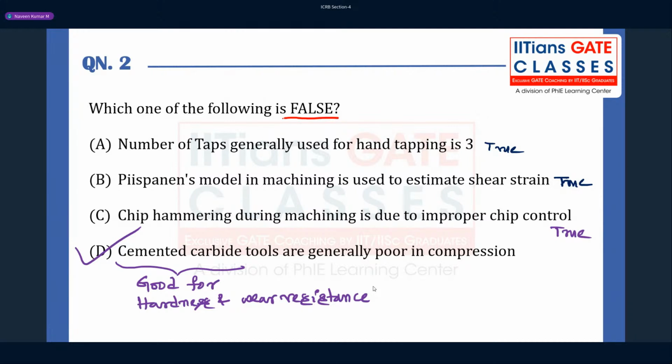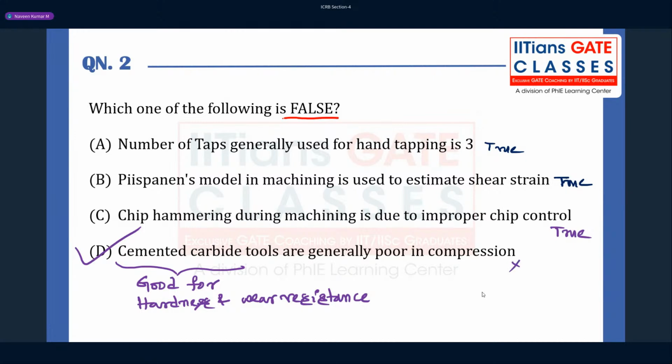If you are able to indent some material, indent means pressing, putting some edgy object and pushing it, and if it fails or a dent is easily formed, then it is not hard. If it is hard, it means there is a proper resistance coming from the material. It means that it is good in compression because it is resisting more. High compressive strength means resistant to deformation under compressive loading, right? So that is the reason why, of course, this is wrong.